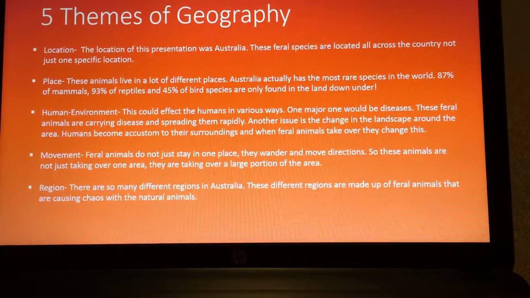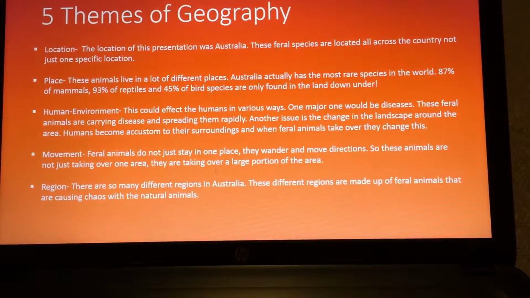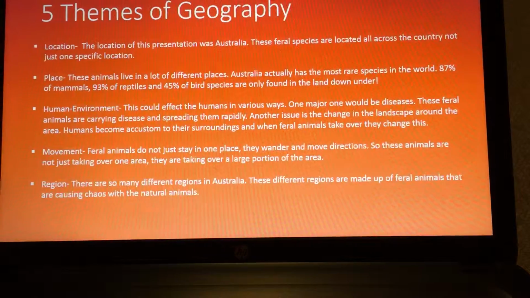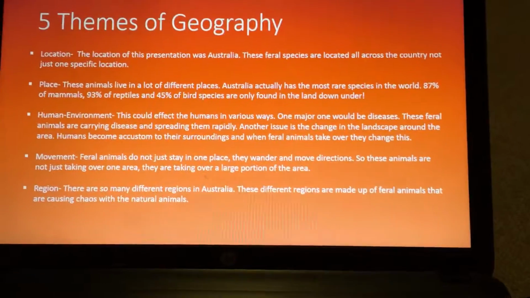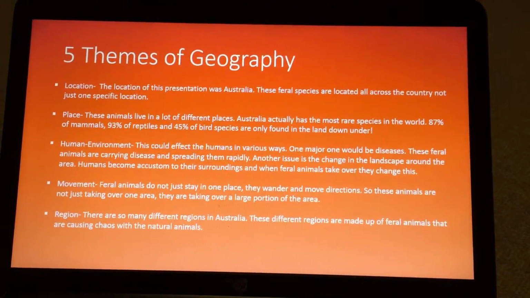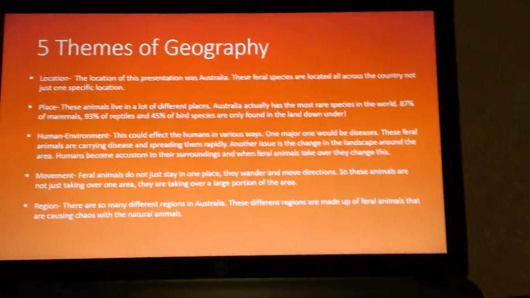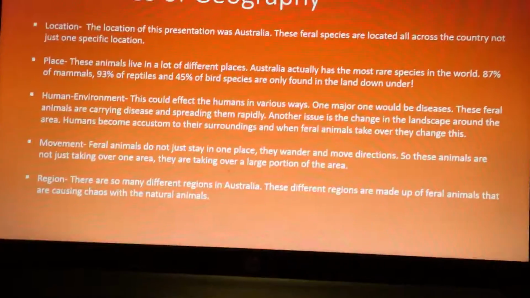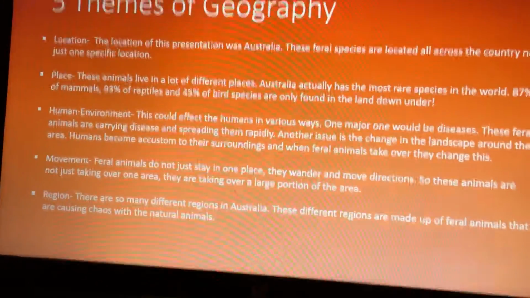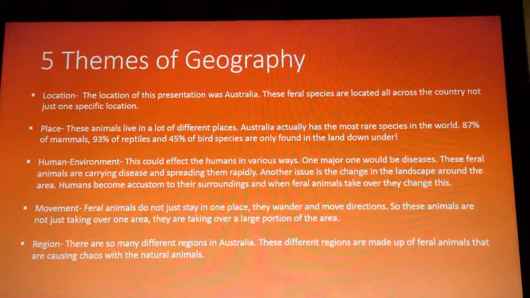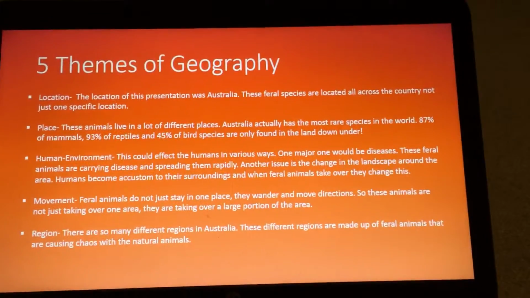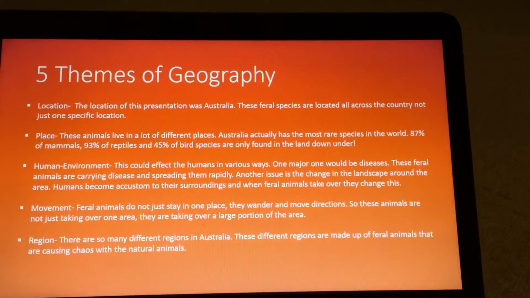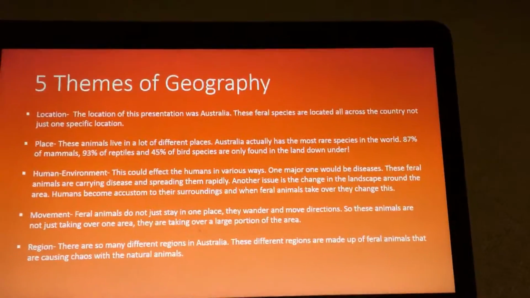The region, there are so many different regions in Australia. These different regions are made up of feral animals that are causing chaos with natural animals. You know, like I said, they're moving from here to there and everywhere and making sure that they set their spot, mark their territory, I guess you could say.